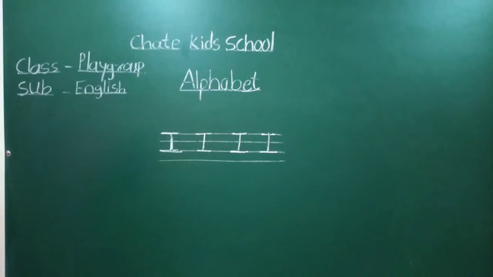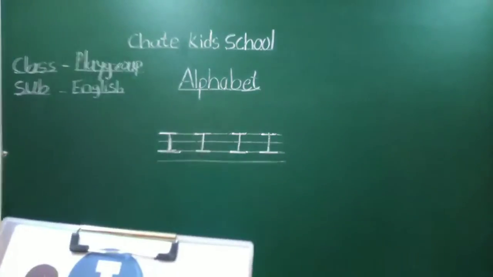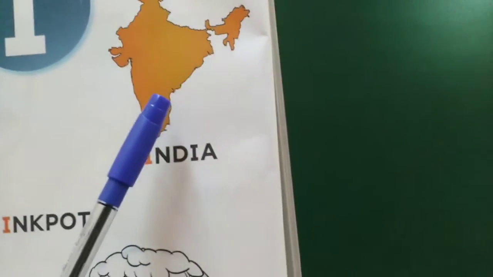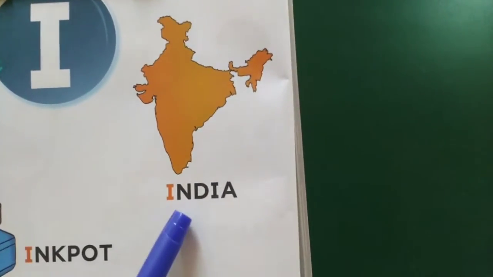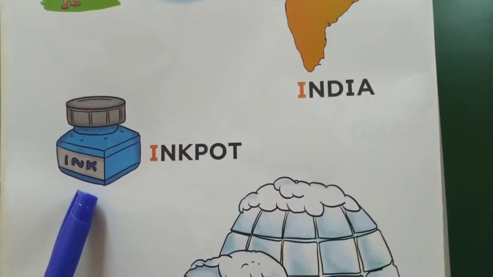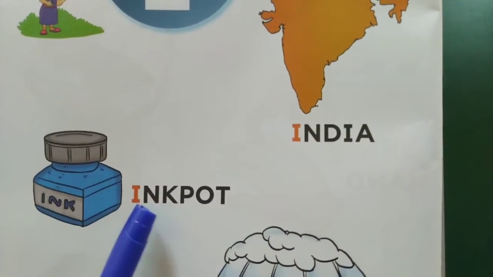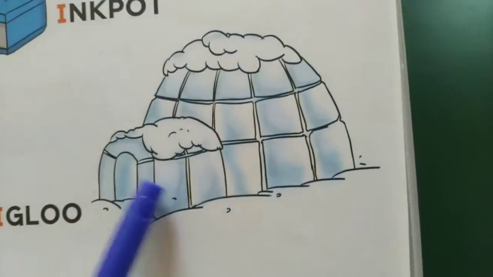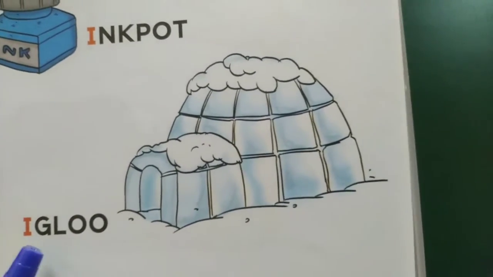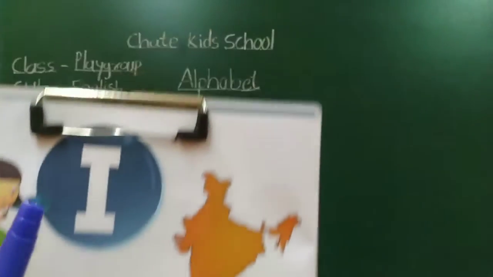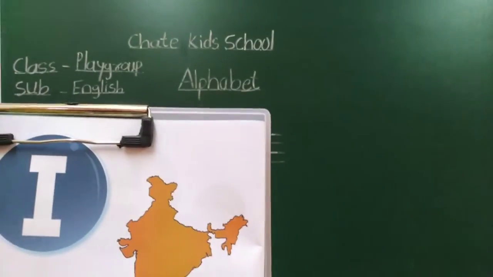Okay, capital I. Got it? Capital I. I for India. I-N-D-I-A, India. I for inkpot. I-N-K-P-O-T, inkpot. I for igloo. I-G-L-O-O, igloo. I letter sounds E.